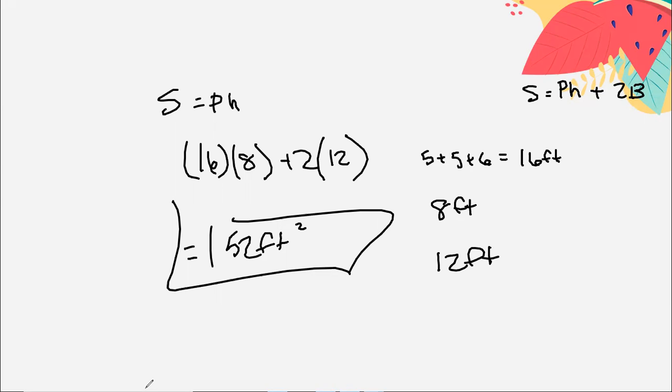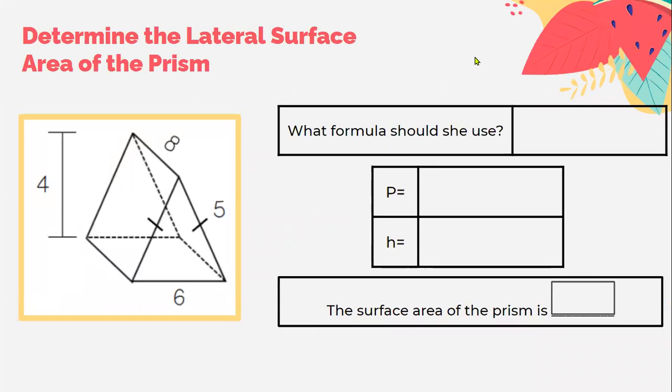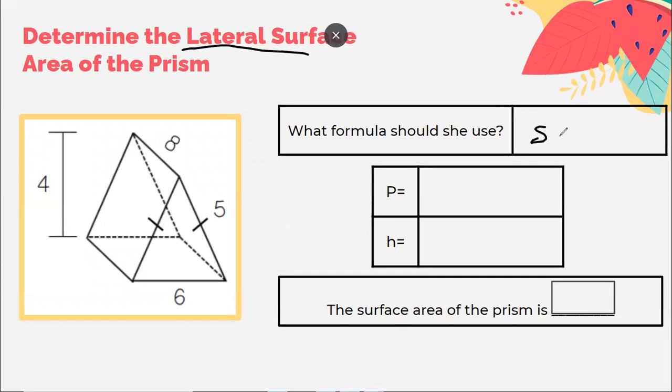All right, so let's go over to the next one. Yeah, this next one. And this one is asking for lateral surface area. So that is S equals P times H. Okay, lateral surface area. So go ahead and do that one, and then in a couple minutes we'll go over it. We'll just kind of go one at a time like this.